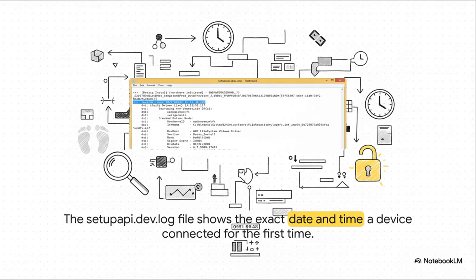Okay, so knowing what was plugged in is fantastic, but knowing when is even better. Another digital breadcrumb, this time in a system log file, records the exact moment the operating system first saw and installed that device. So now we've got the make, the model, the unique serial number, and the precise time it first made contact with that machine.